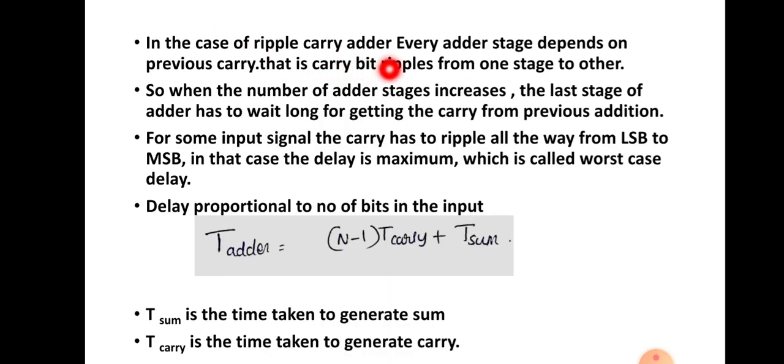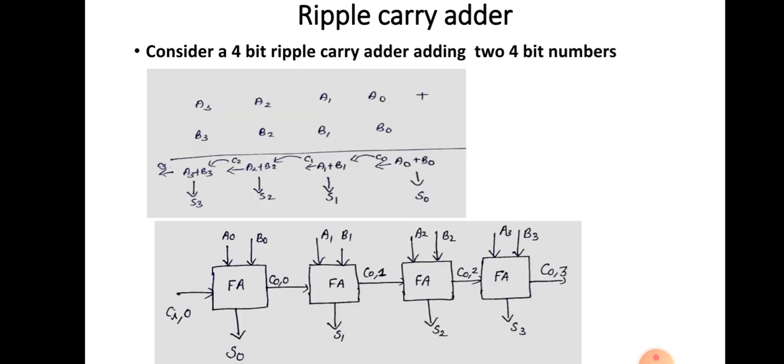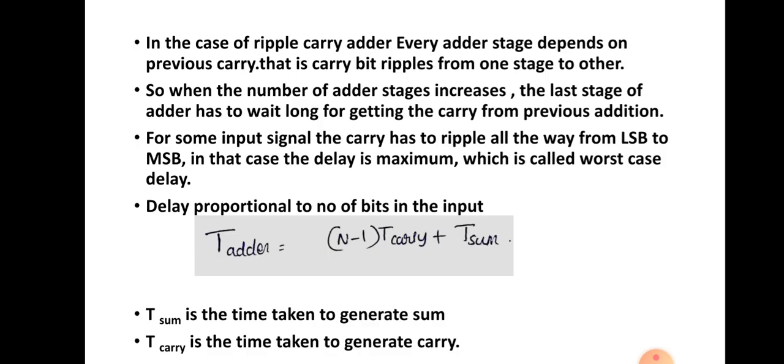So in the case of the ripple carry adder, every adder stage depends on the previous carry. That is, the carry bit ripples from one stage to the other. So when the number of adder stages increases, the last stage of the adder has to wait long for getting the carry from the previous addition. For some input signals, the carry has to ripple all the way from LSB to MSB. In that case, the delay is maximum, which is called the worst case delay. That means if we have to produce a final carry, it has to wait long for getting the carry from previous stages, and that delay is called the worst case latency.